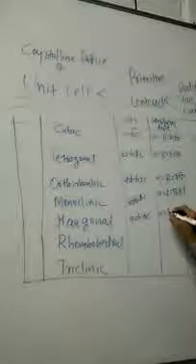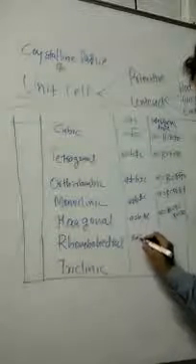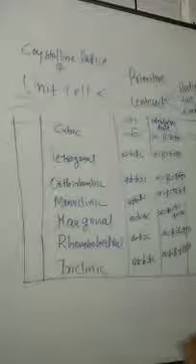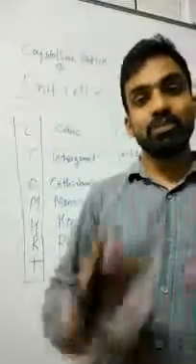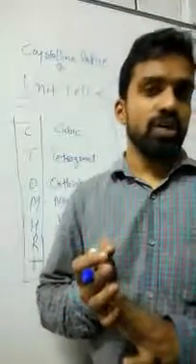Hexagonal: a = b ≠ c, alpha = beta = 90, and gamma = 120. Rhombohedral: a = b = c, alpha, beta, gamma ≠ 90. Triclinic: a ≠ b ≠ c, alpha ≠ beta ≠ gamma ≠ 90. So why have I ordered them this way? You can see C T O M H R T. If you remember this order, you can remember all 14 unit cells.